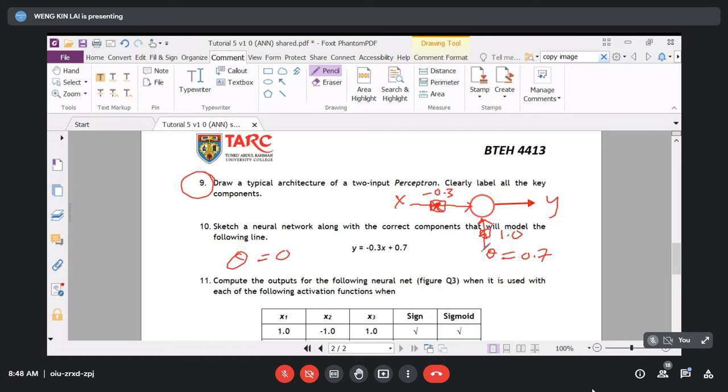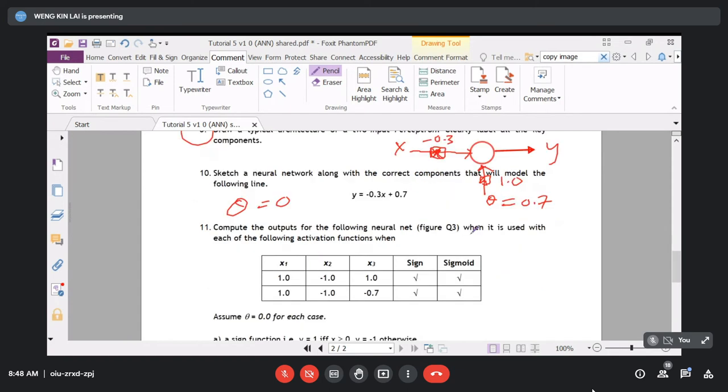Okay, so we have about 12 minutes left. So now I go to the last question, 11. Are there any comments or questions you need me to clarify further from the questions so far?